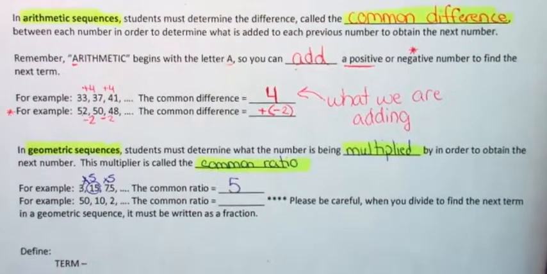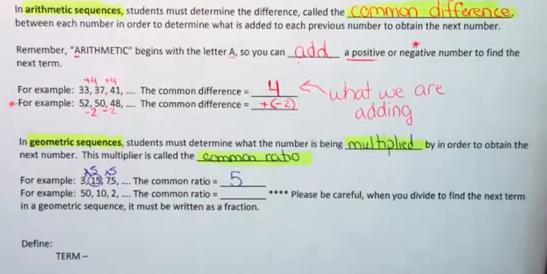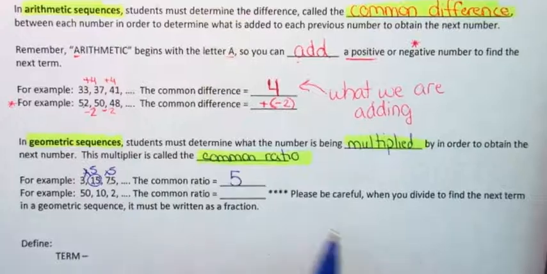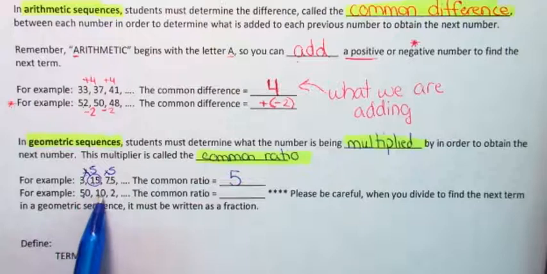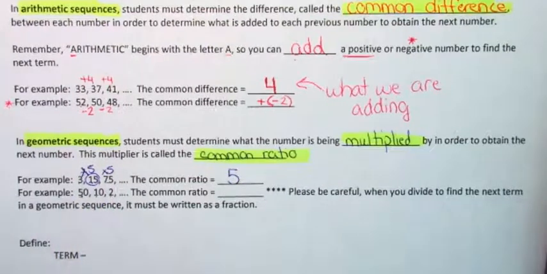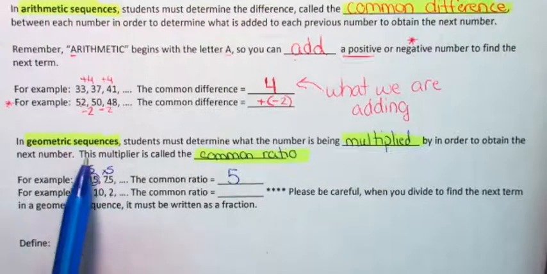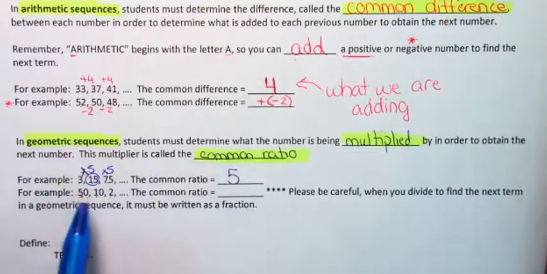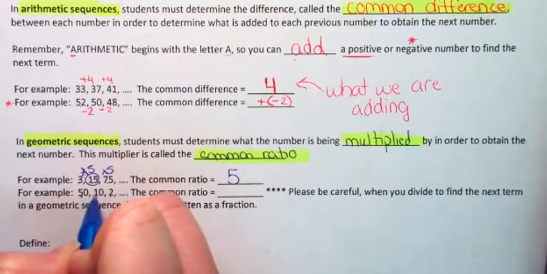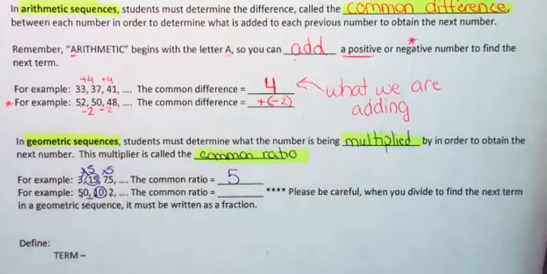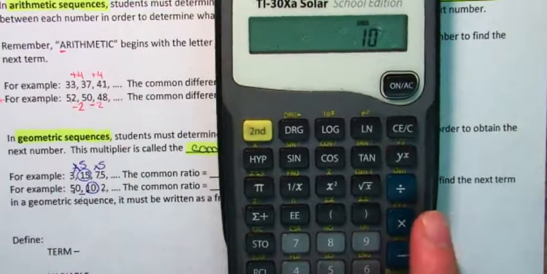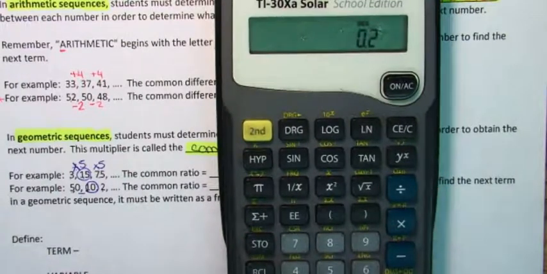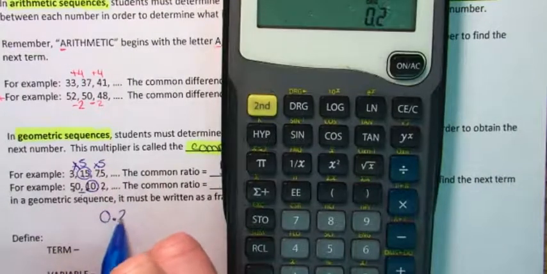And that works even when we're getting smaller, and we'll look at how that works. So let's see. We have 50, 10, 2. I got small really fast. Well, geometric means that I have to be multiplying. So what have I multiplied by? Once again, take your second number and divide it by your first number. So literally take 10 divided by 50. I get a decimal, 0.2.